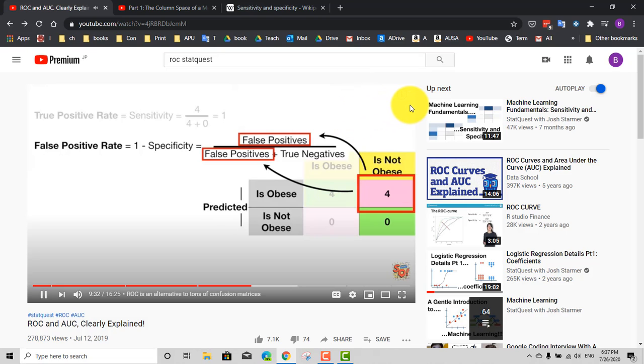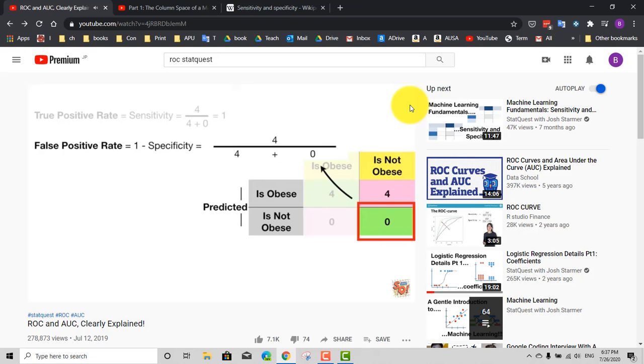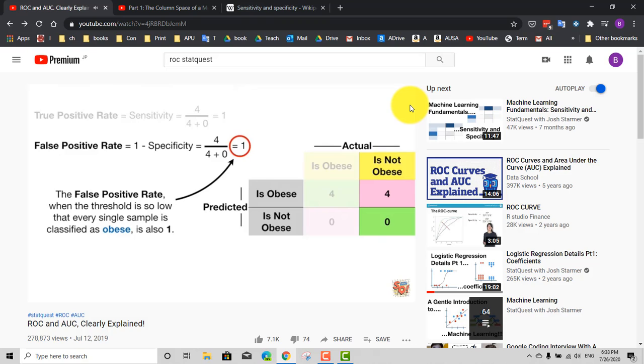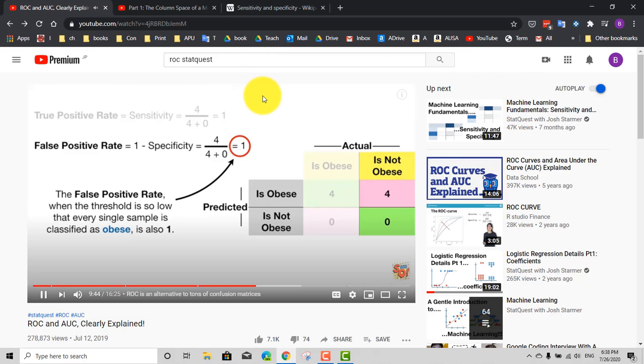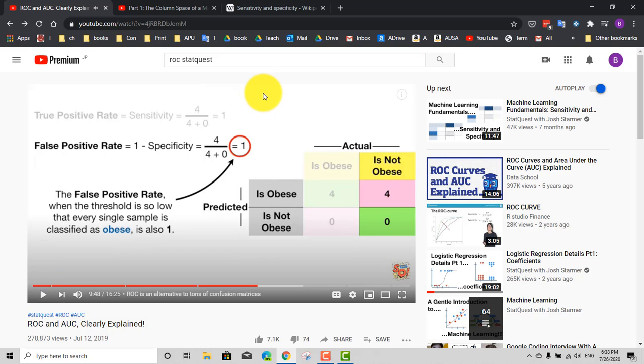There were 4 false positives in the confusion matrix, and there were 0 true negatives. Doing the math gives us 1. The false positive rate, when the threshold is so low that every single sample is classified as obese, is also 1. So where is this going to be in our graph?